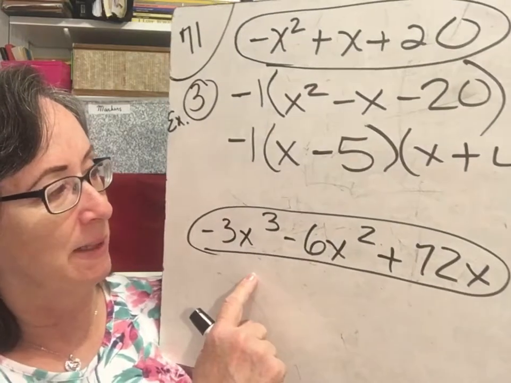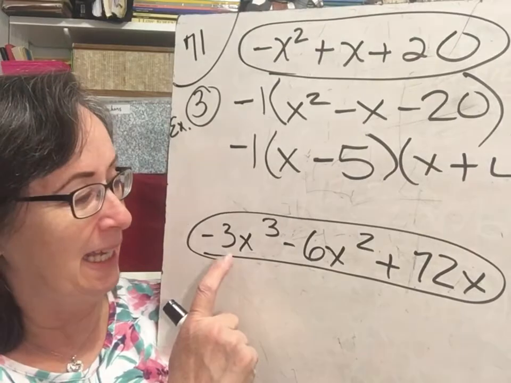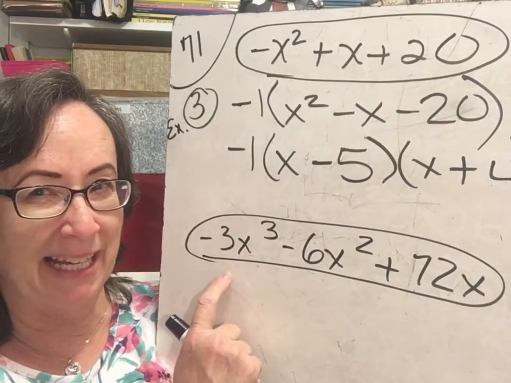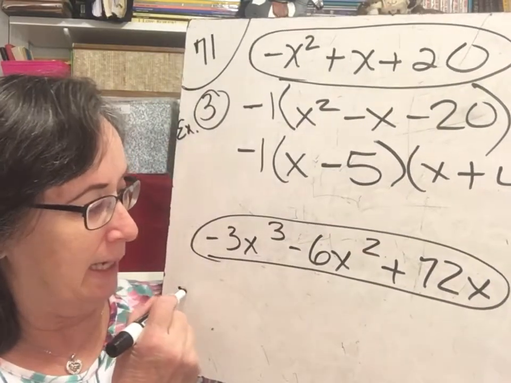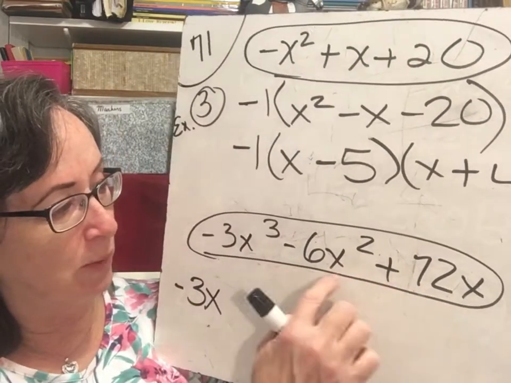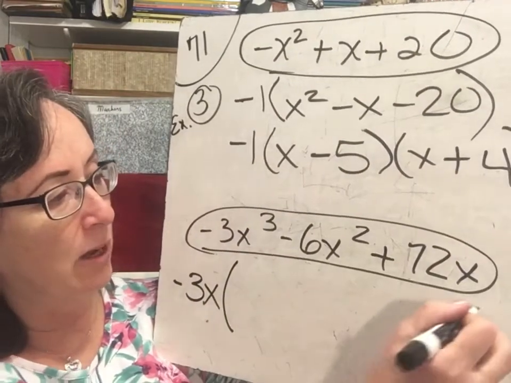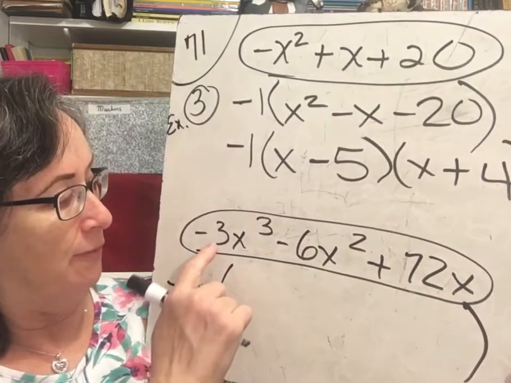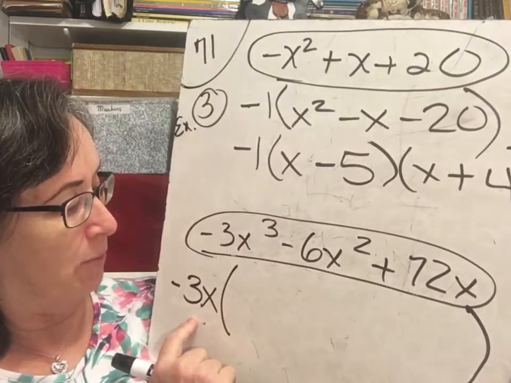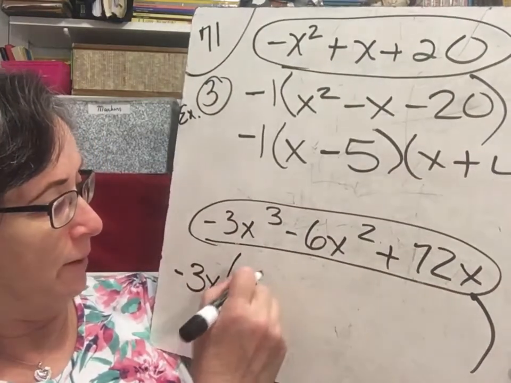Look at the next one. We have a 3 and a negative. We don't want that negative on the front, so we're going to pull out a negative 3x. And each one of these is divisible by the negative 3x. So now let's figure out what we have left. This one divided by negative 3x will be x squared.